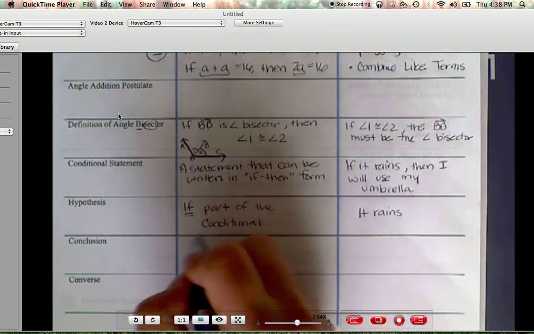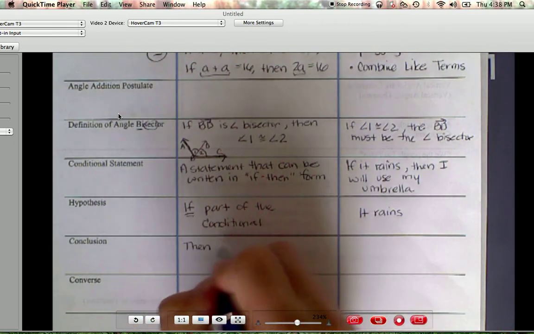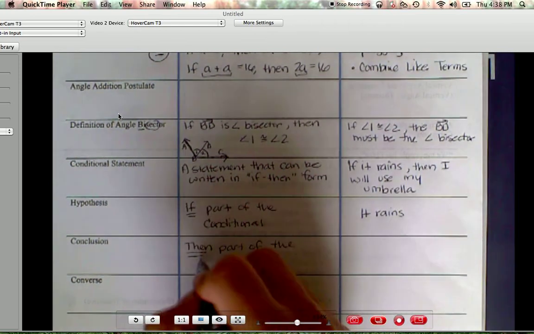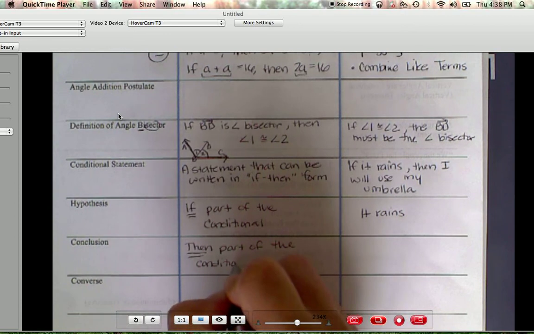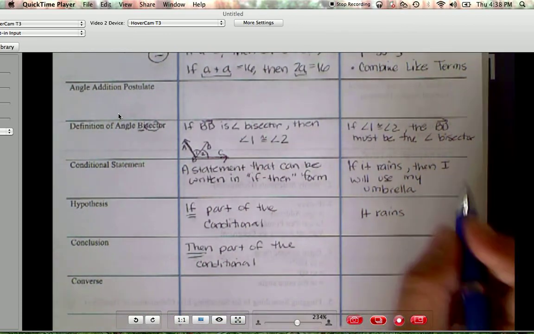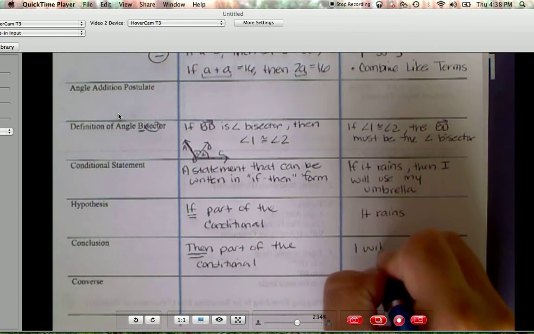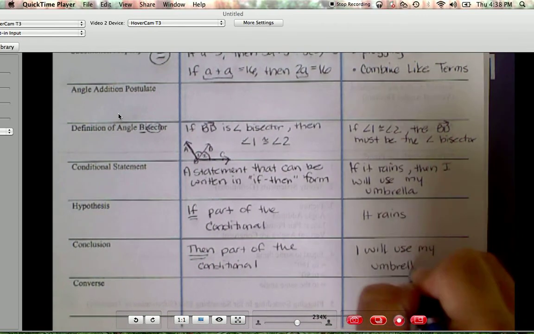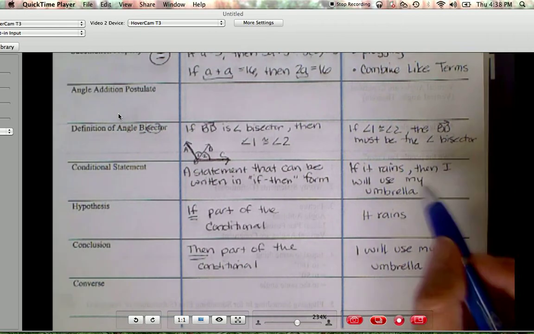The conclusion then is the then part of the conditional. So that would be, I will use my umbrella. Okay? Then is not part of it.